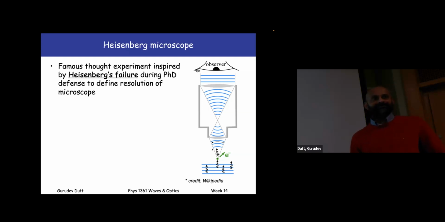The reason was that he was a terrible experimentalist, and he had no idea that a microscope had certain limitations. And the limitations, which we have just read about and understood better than Heisenberg did at the time of his PhD defense, are given by the wavelength and the d. By the way, I omitted this, but the separation was lambda f over d.